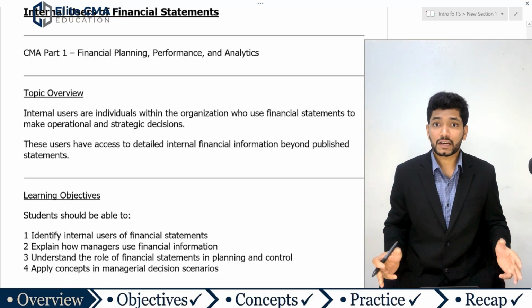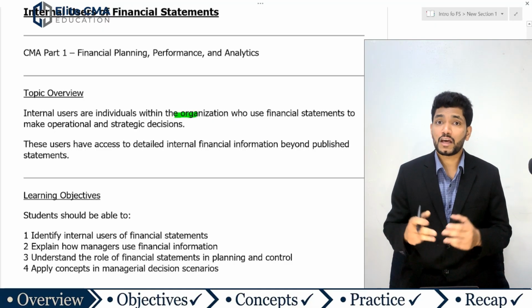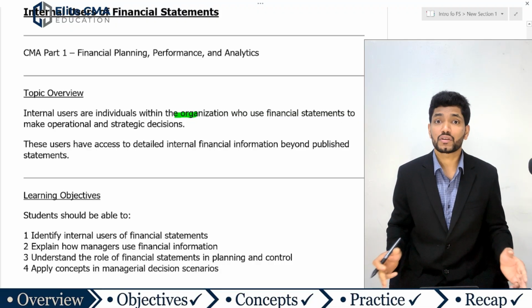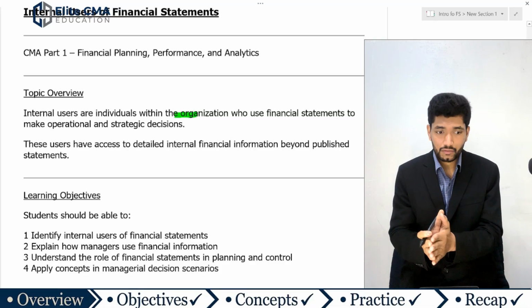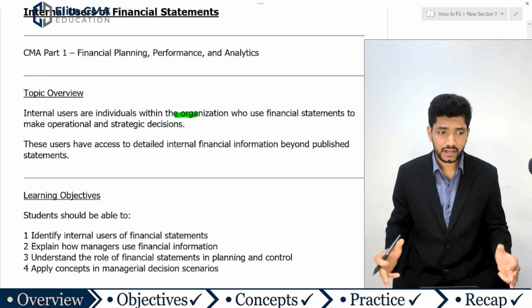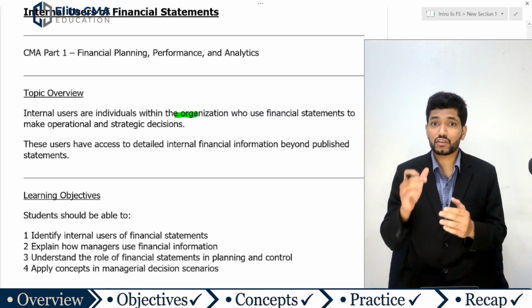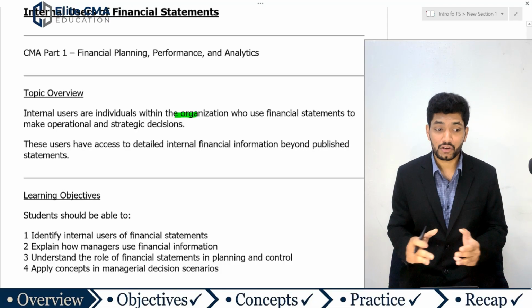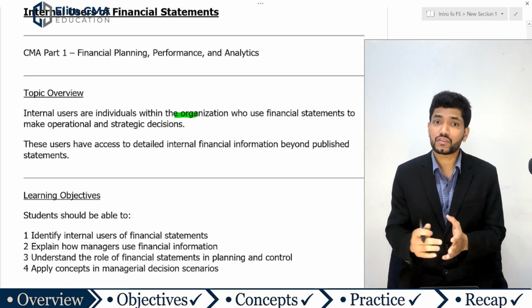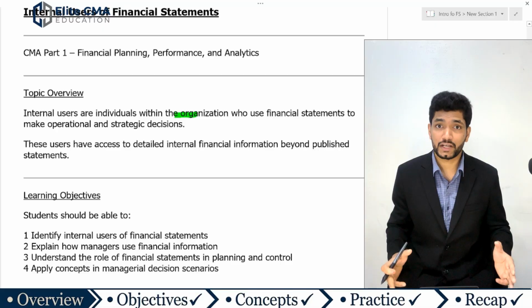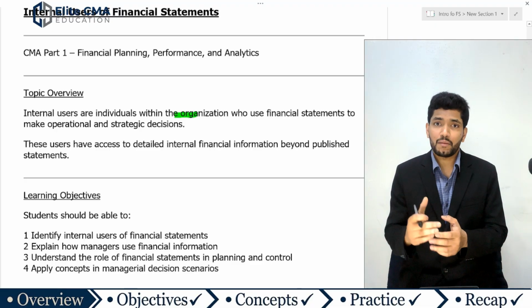Internal users, who are the internal users? Internal users are the users within the organization, which can be the management, auditors, employees. These are all the internal users, from within the organization, who use the financial statement to make operational and strategic decisions. These users have access to detailed internal financial information beyond published statements. Normally, when compared to external users, internal users have more access to financial statements and other financial information of the company.